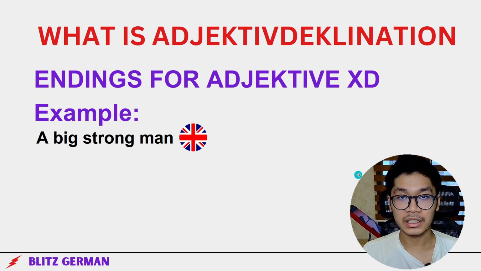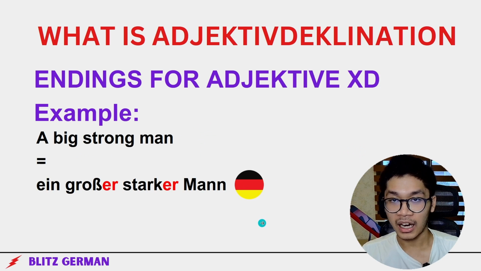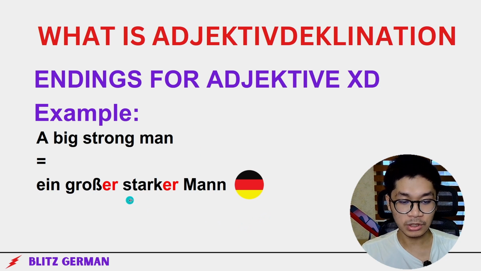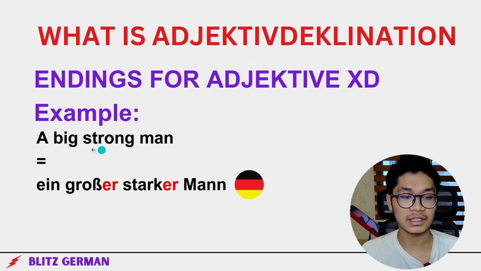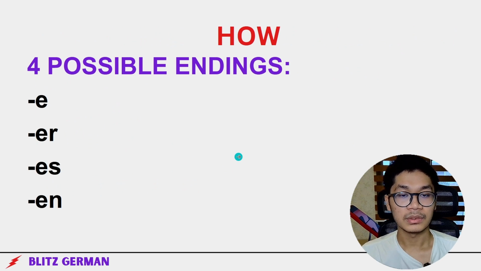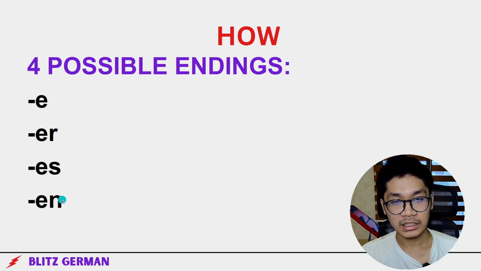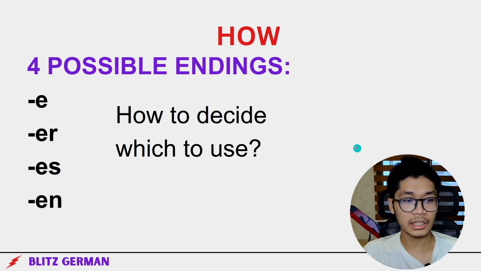What is Adjektivdeklination? It's endings for adjectives. In English, it's a big, strong man. But in German, it's ein großer, starker Mann, instead of just ein groß, stark Mann. No, the Germans are making it hard for us. So yes, you have to use endings for adjectives instead of just this. There are 4 possible endings: e, er, es, and en. So how do I decide which one to use?